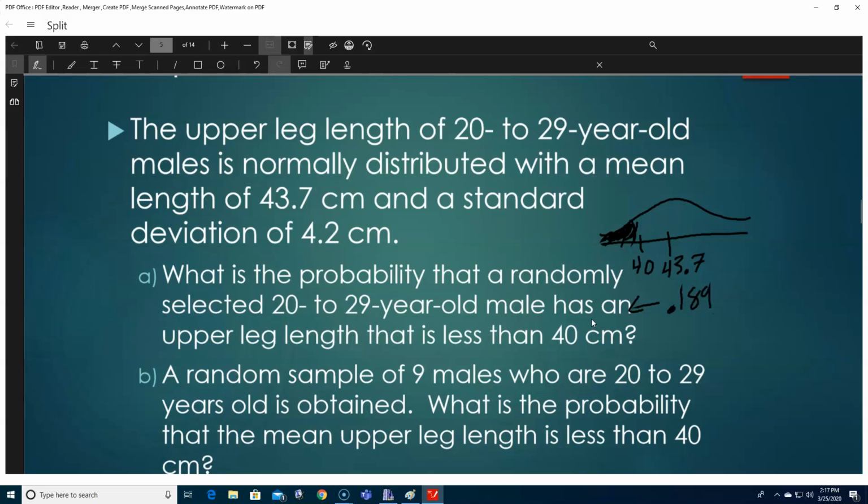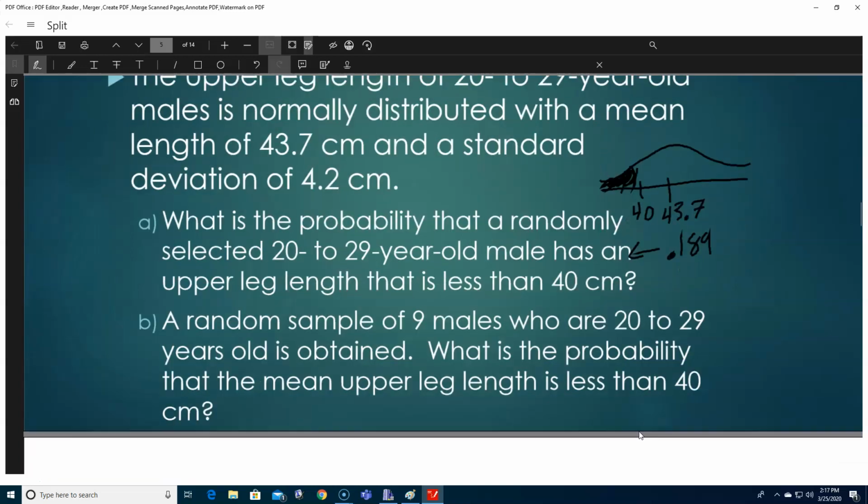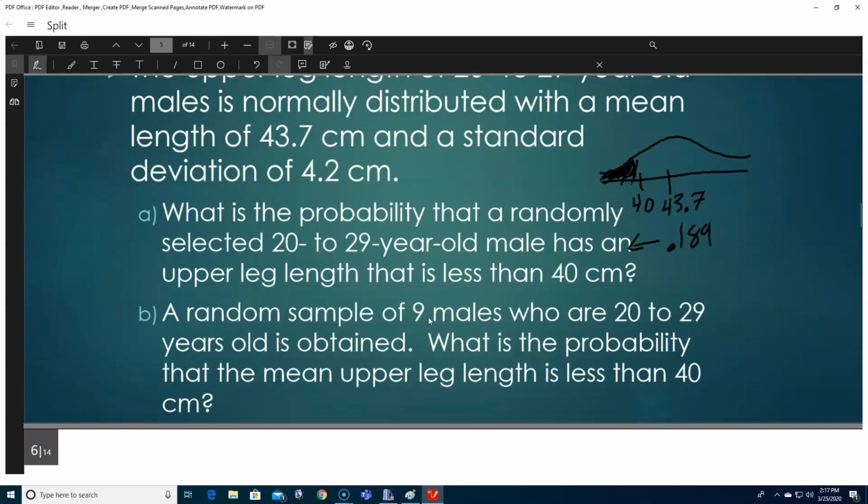B. A random sample of 9 males who are 20 to 29 years old is obtained. What is the probability that the mean upper leg length is less than 40 centimeters? So now we have a sample size. So as soon as we get a sample size, we have to alter our information. So we need to change from mu and sigma to mu x bar and sigma x bar. So mu x bar is the same thing as mu, so that doesn't change.